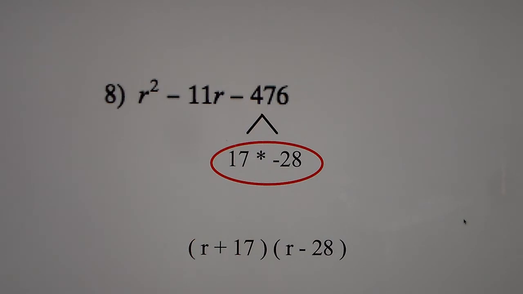Then hit second graph, you're going to get a table. In that table, in that y2 column, scroll up or down to find negative 11. Once you find negative 11, you're going to see that it's at an x value of 17. And your y1 value is negative 28. Those are the two values that will add up to get negative 11. So our factored form is r plus 17 times r minus 28.